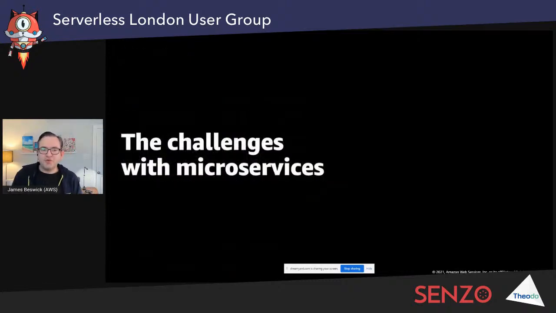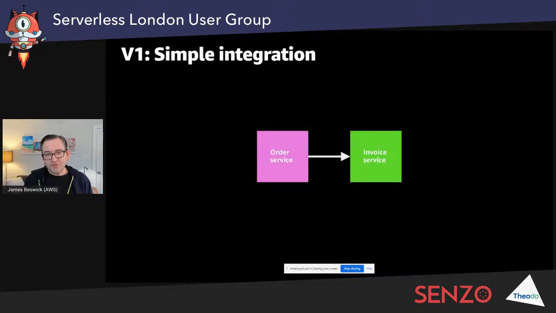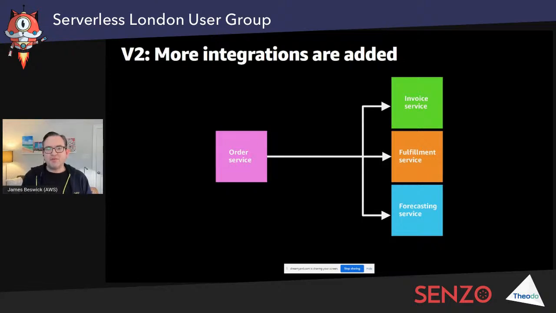So let's have a quick review of some of the challenges that we see with microservices. When you first start building microservices, you often have a simple architecture like this. It starts where you have an order service and an invoice service in this example. And in this initial stage, this is all very simple and it's more or less perfectly decoupled. But what tends to happen is that when you have a successful or popular service, people then want to integrate with your service. So in this case, we now have a fulfillment service and a forecasting service that comes along and wants to integrate with the order service.